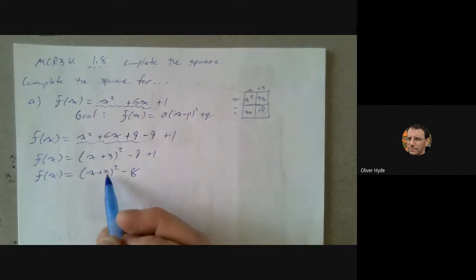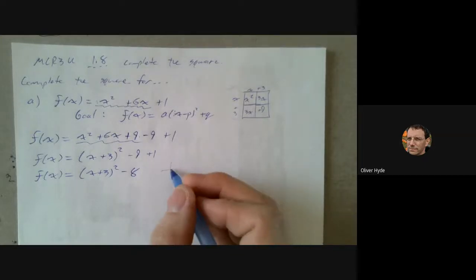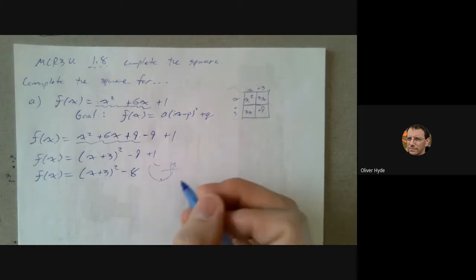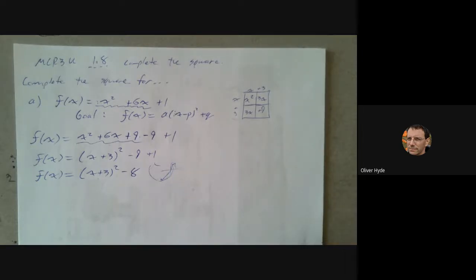I've changed this from standard form to vertex form. I can read off that the axis of symmetry is x equals -3. The optimal value is -8. The curve has been translated left 3, down 8. I could draw a sketch of it, all sorts of fun stuff. I guess my y-intercept should have been +1, but okay.